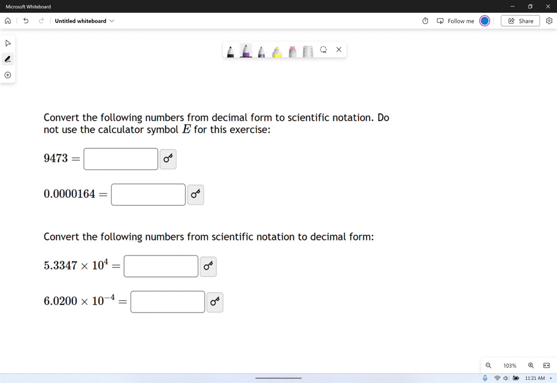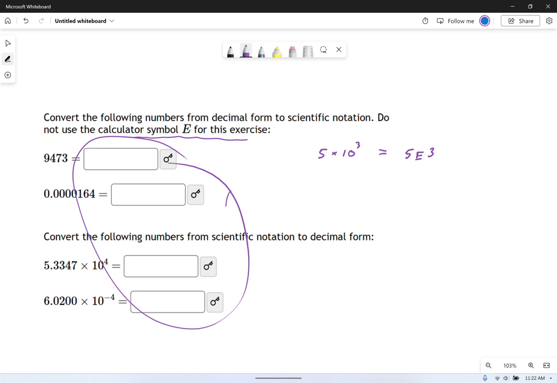Now, I have something in this problem that says, don't use that calculator symbol E. What I'm talking about there is, when I say something like 5 times 10 cubed, what I'm really talking about is 5,000. But a calculator will write it this way. A calculator, if it's in scientific notation, will say 5e3. Now, that's perfectly acceptable, but it's just not going to work for this problem the way it's programmed. So just watch out for that.